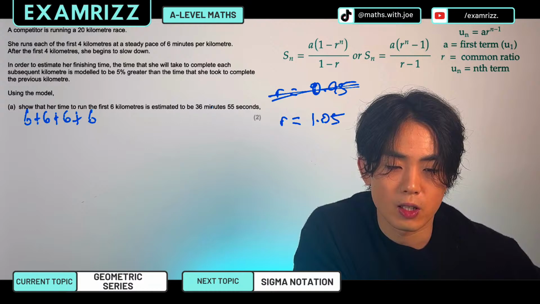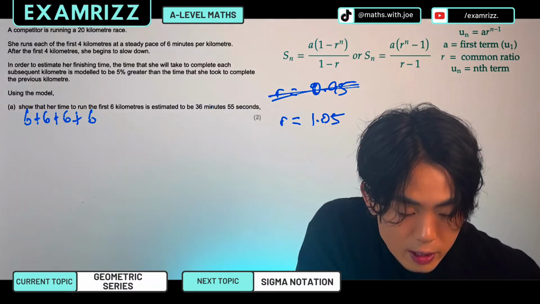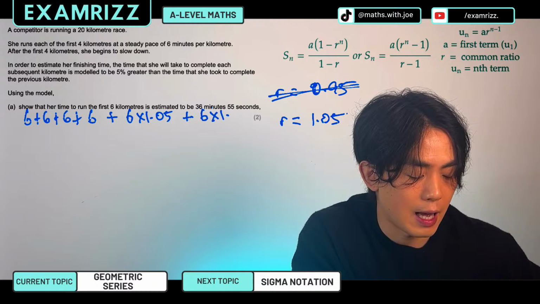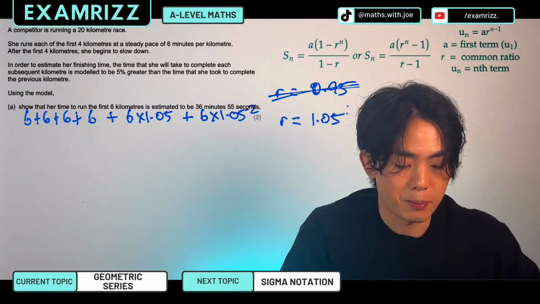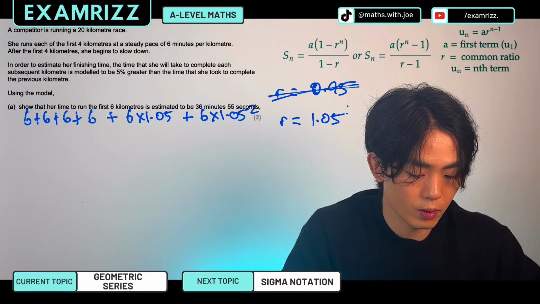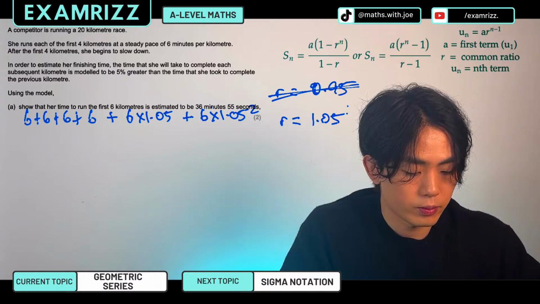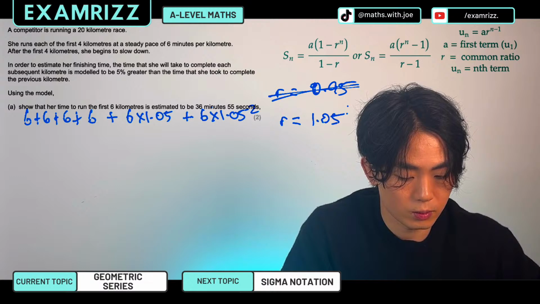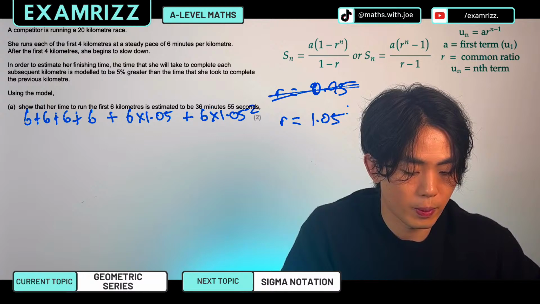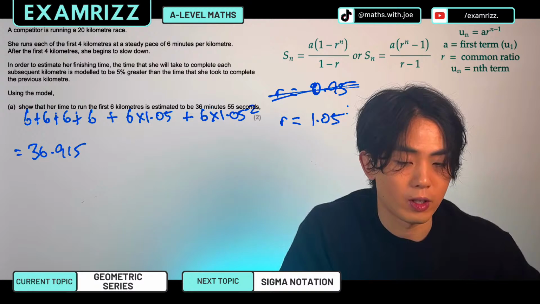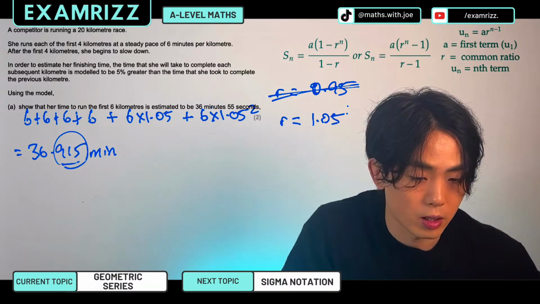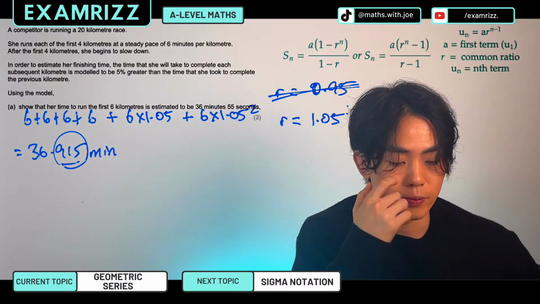It says, show that her time to run the first 6 kilometers is estimated to be this. So the fifth kilometer will be 6 times 1.05, and the sixth kilometer will be 6 times 1.05 squared. Okay, so let's go ahead and plug this into a calculator. What I get is 36.915 minutes. Remember, we have to change it into seconds, and if you do, you get the value of 55 seconds, the one they asked us. Right, so that's part A.